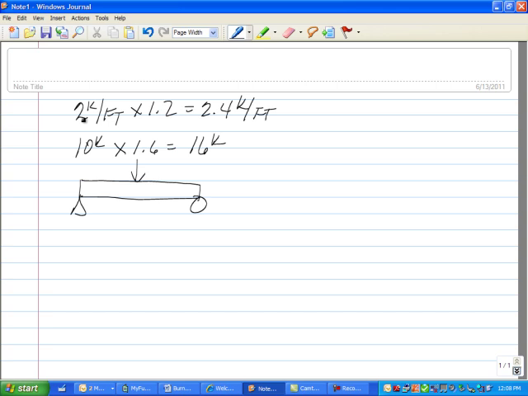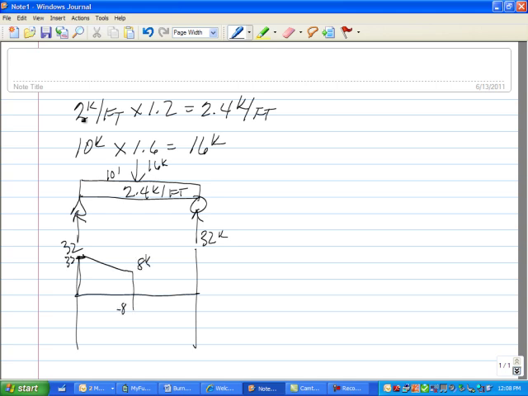diagram on this beam with 2.4 kips per foot uniform load across its whole length and a 16 kip live load located at the midpoint of the beam. The reactions are symmetrical. They're 32 kips apiece. The shear diagram looks trapezoidal up to 32, down to 8 kips, then down to -8 kips, and so on.